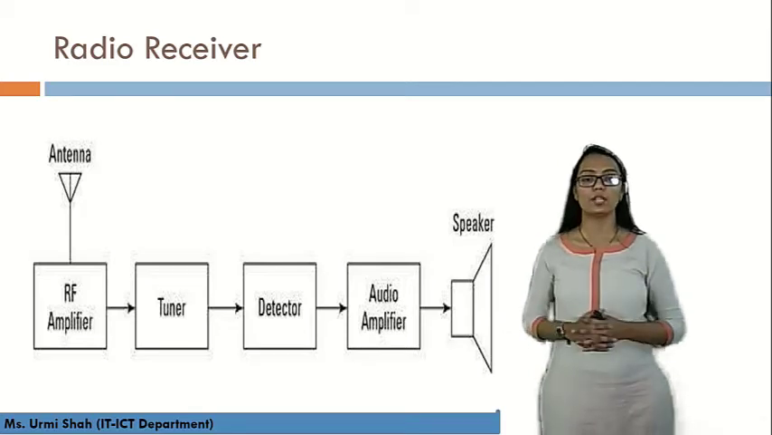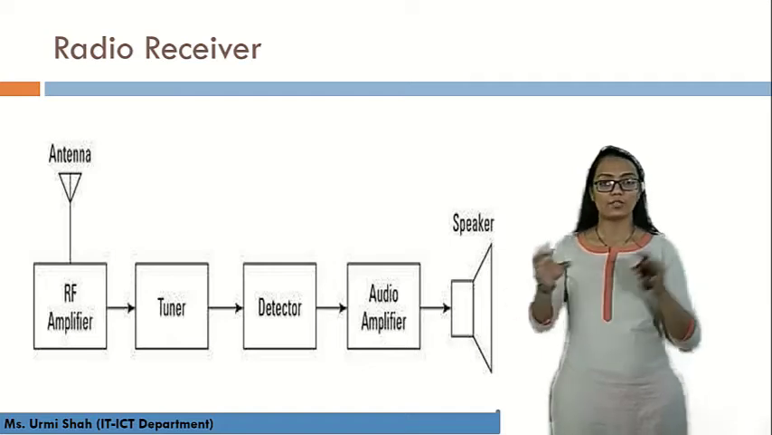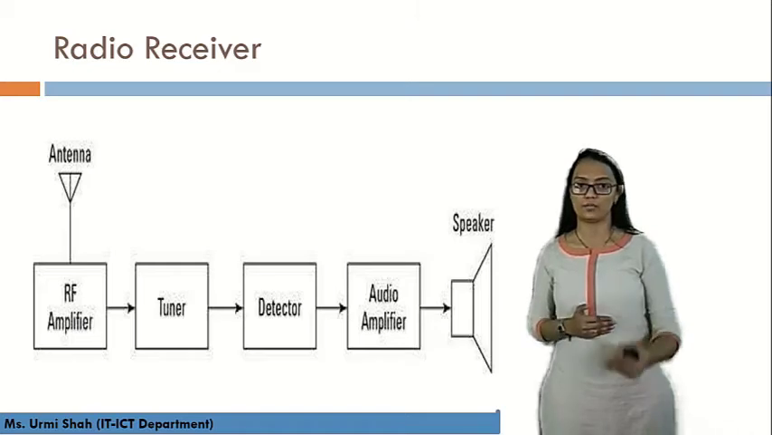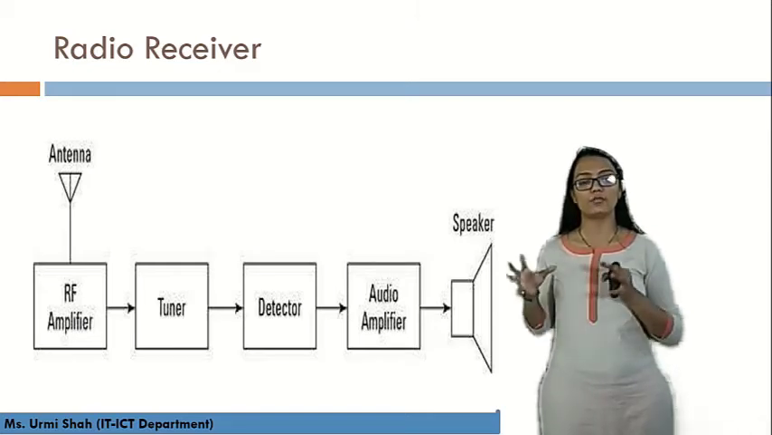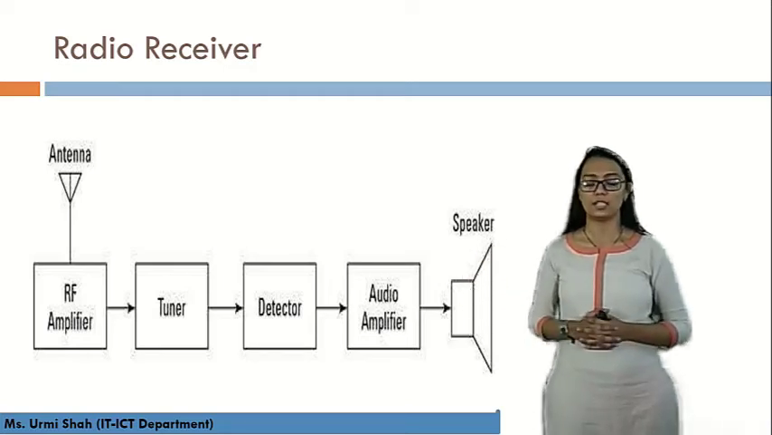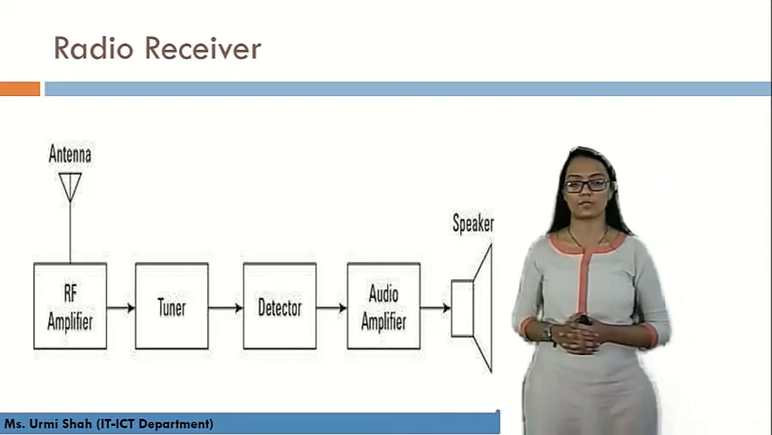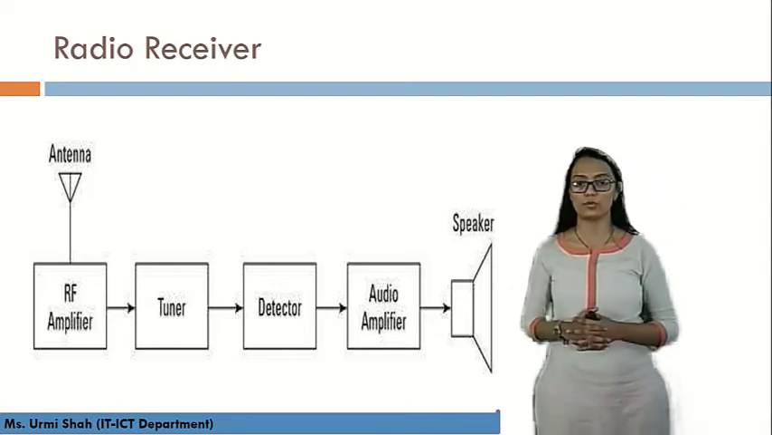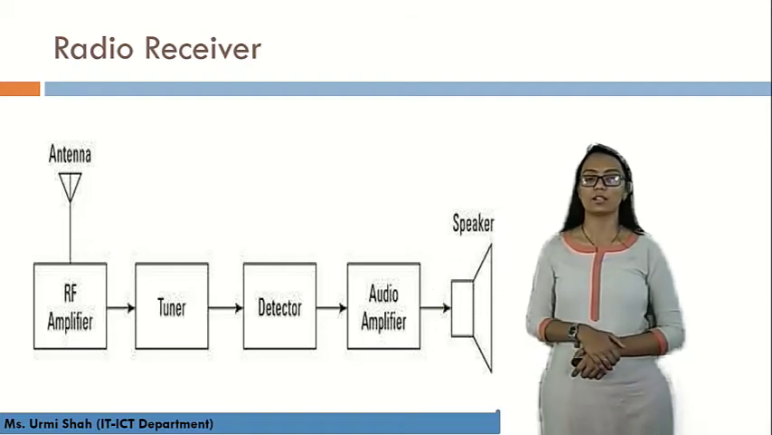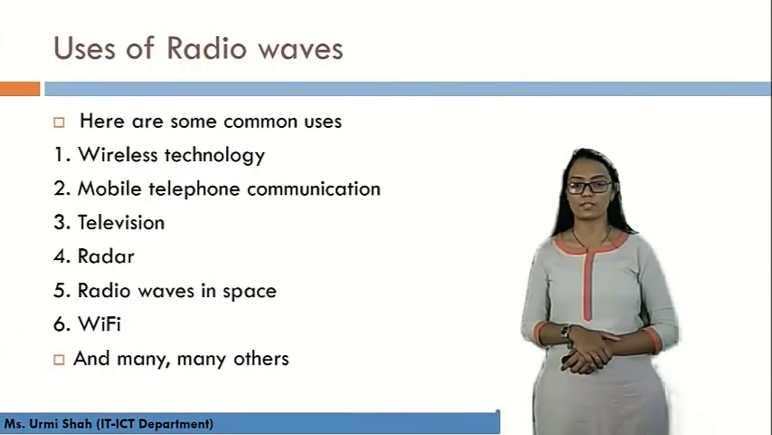The detector is going to perform demodulation of the modulated signal, and further it will be passed on to the audio amplifier for necessary audio amplification, and at the end in the form of a speaker it is going to generate the signal which was originally transmitted. So the speaker is our receiver element which is going to reproduce the original signal. So this is how the radio receiver block works. This is the basic block diagram of a radio receiver.